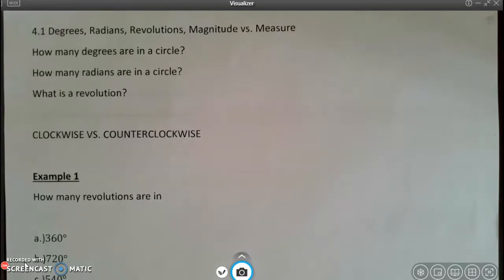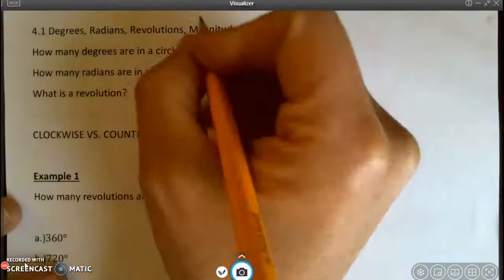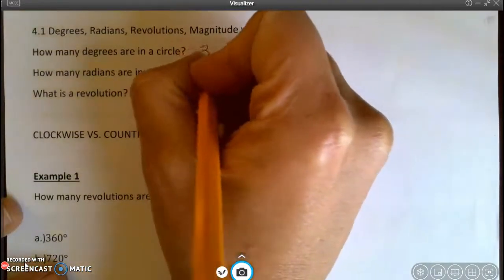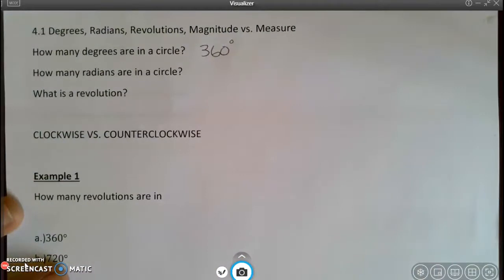And we have two different ways that we measure angles or units of measure in a circle. We are most familiar with degrees. That's the one that you have probably heard about the most in your growing up as far as elementary school, middle school, and even high school. How many degrees are in a circle? That would be 360 degrees. I think most of you probably know that.